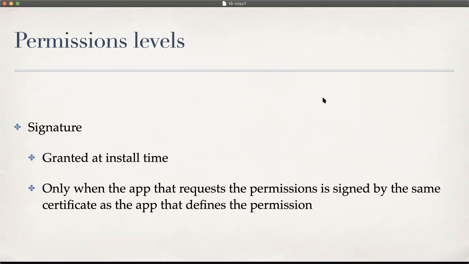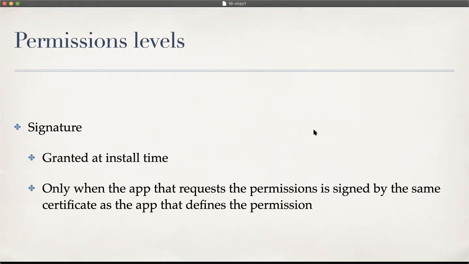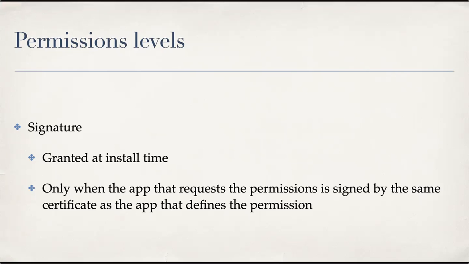The second type is signature permission. So this is a special category of permissions where all of them are granted at install time, but only if the app that requested the permission is signed with the same developer certificate as the one that defined the permission. So, by the way, yes, you can also define your own permissions.